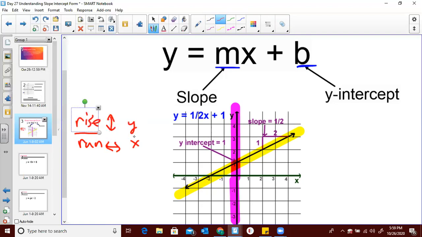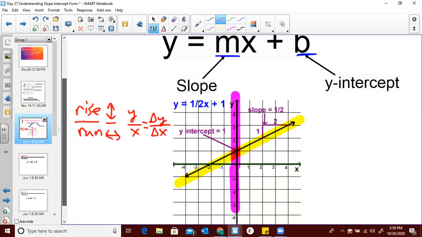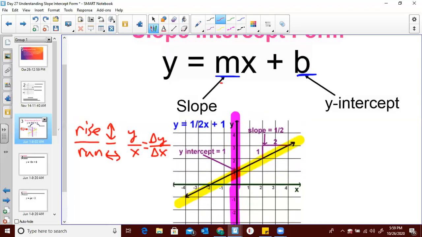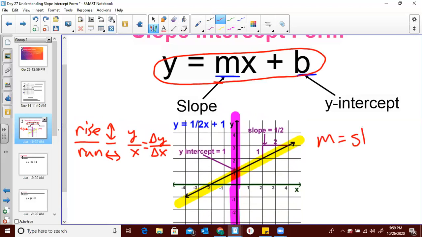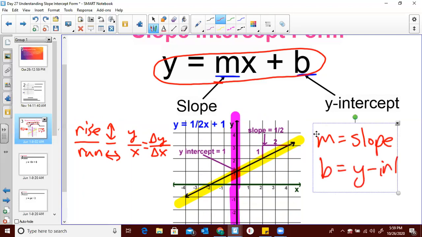All right, and the way that's going to work is, in essence, it's going to be the change of y over the change of x. So the best way, I think, is to make sure you've got this formula imprinted in your brain. Make sure that you know that m equals slope, and that b equals your y-intercept.